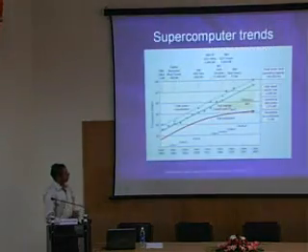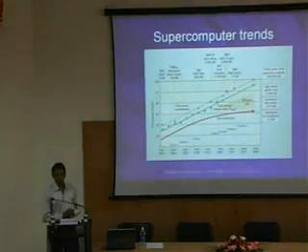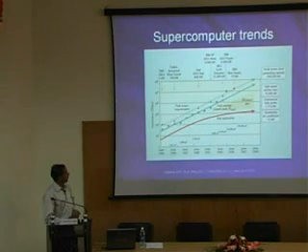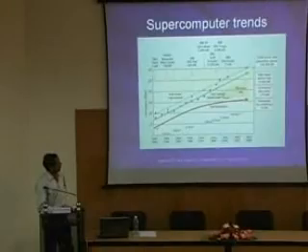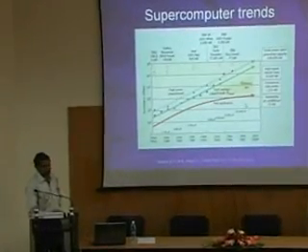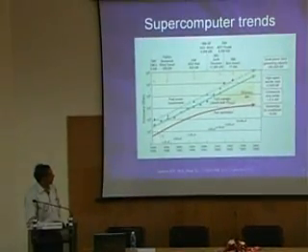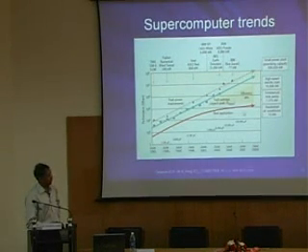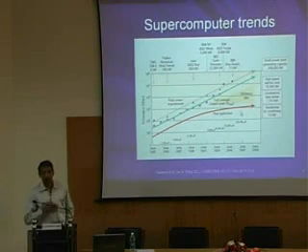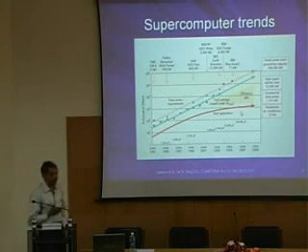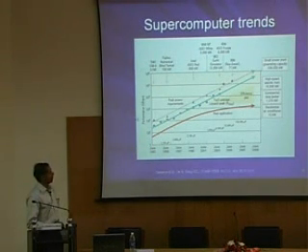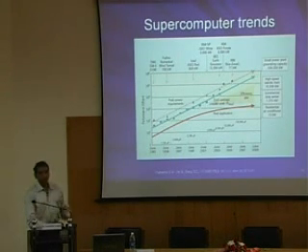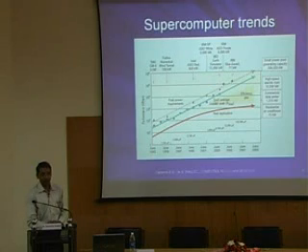I have shown here some trends for the supercomputers. The performance is shown on the y-axis and the time scale is shown here. The red line shows the performance. As you can see, initially there was almost an exponential improvement in the performance, but now there is a kind of saturation. The performance of the computers is not increasing in terms of the number of operations they perform. However, the power consumed by these computers is increasing exponentially.